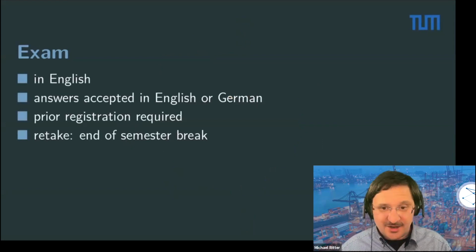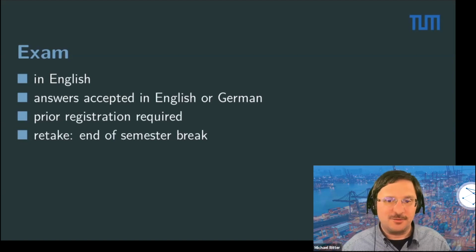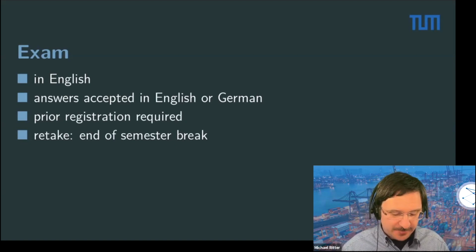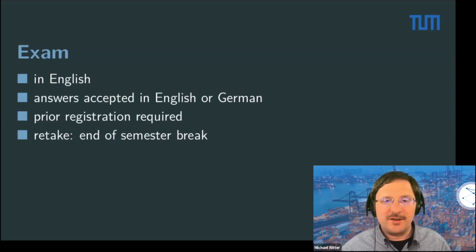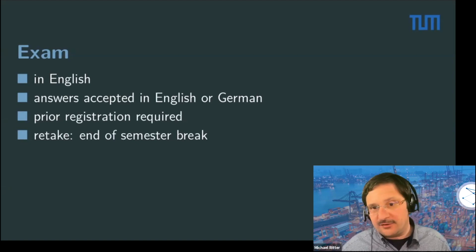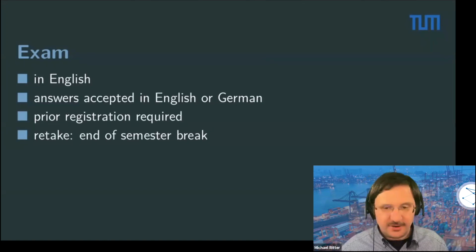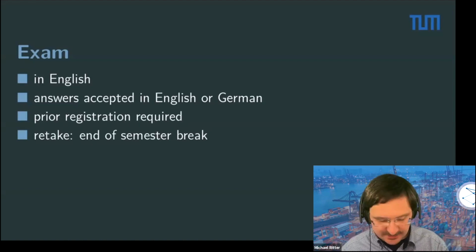So I still can't really tell you how we'll be able to conduct the exam in summer. What I can tell you is what is common for both possible formats. The exam is going to be in English. Answers will be accepted in English or in German or any understandable mix of those two languages. As you know, the exam requires prior registration on TUM Online. And there's going to be one attempt right after the end of the semester, probably, and one before the next semester starts, by the end of the semester break.